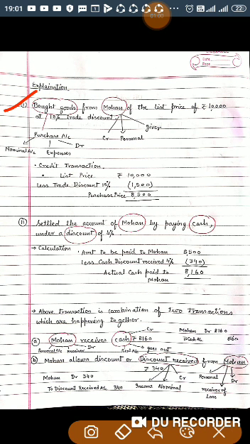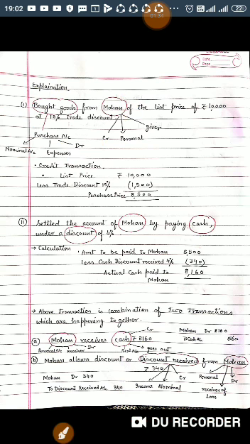Two accounts are involved: bought goods, that is the purchase account, and Mohan. Purchase account is a nominal account, and purchase is an expense for the business. The rule of a nominal account is debit all expenses and losses, credit all incomes and gains. So here purchase is the expense, so it should be debited.